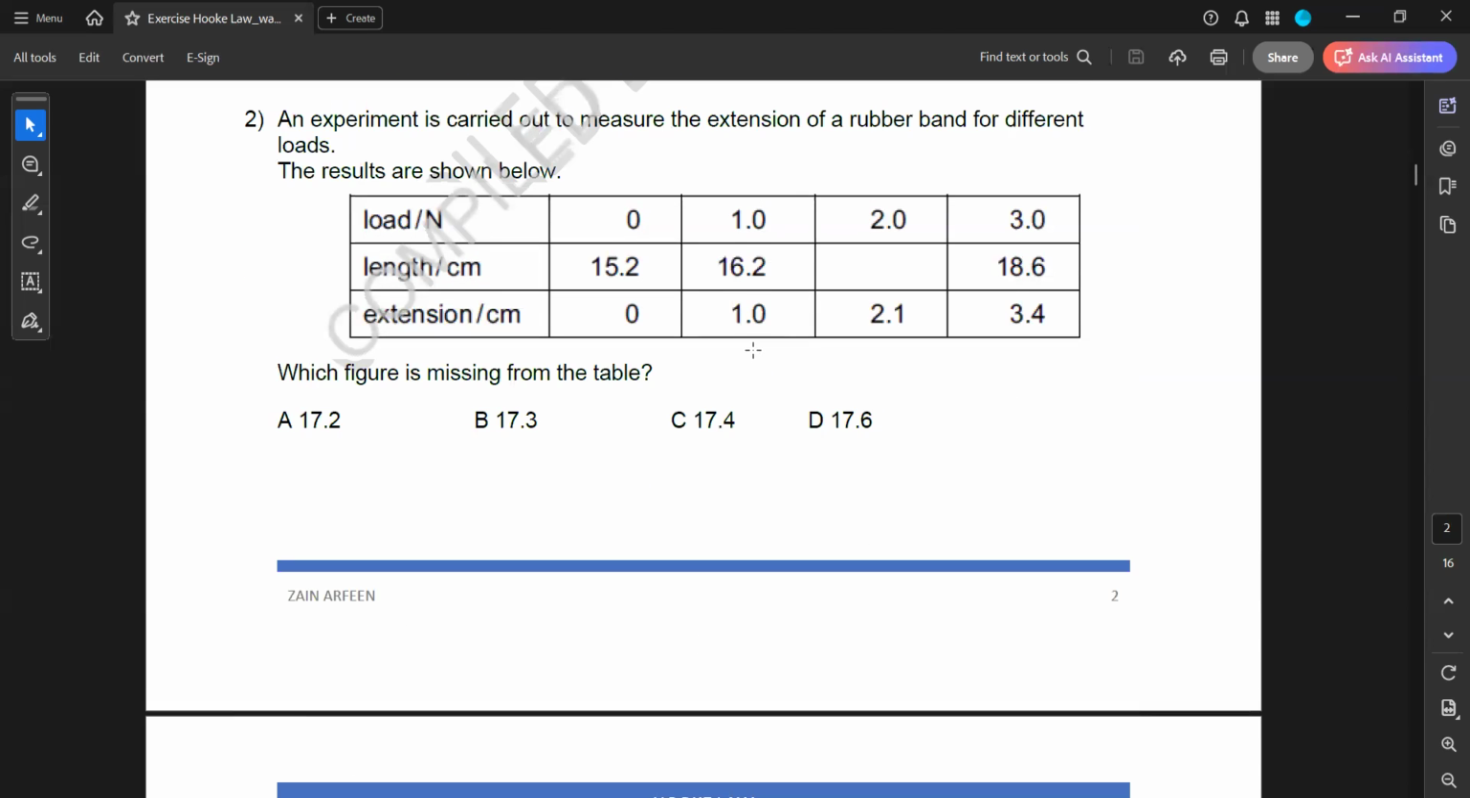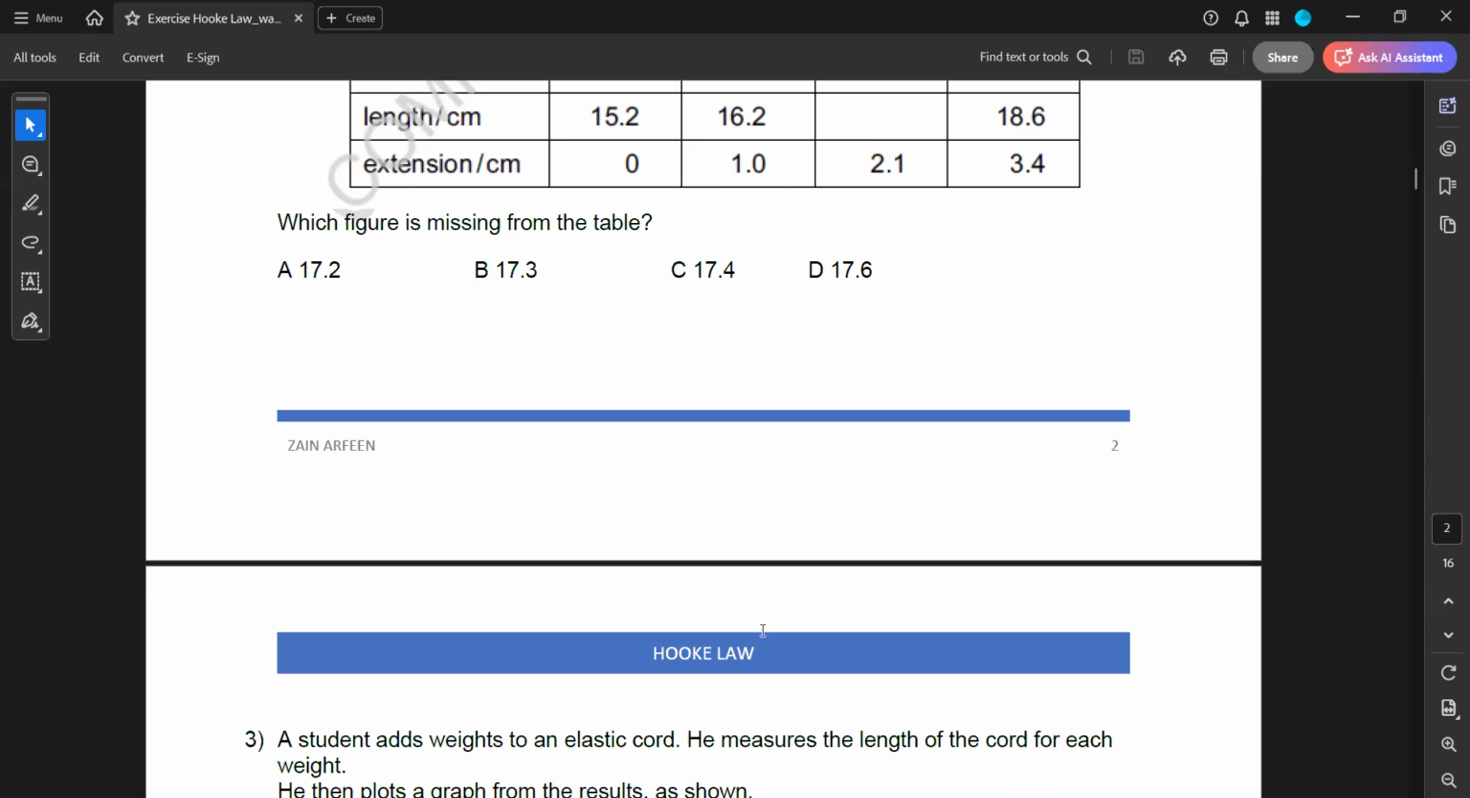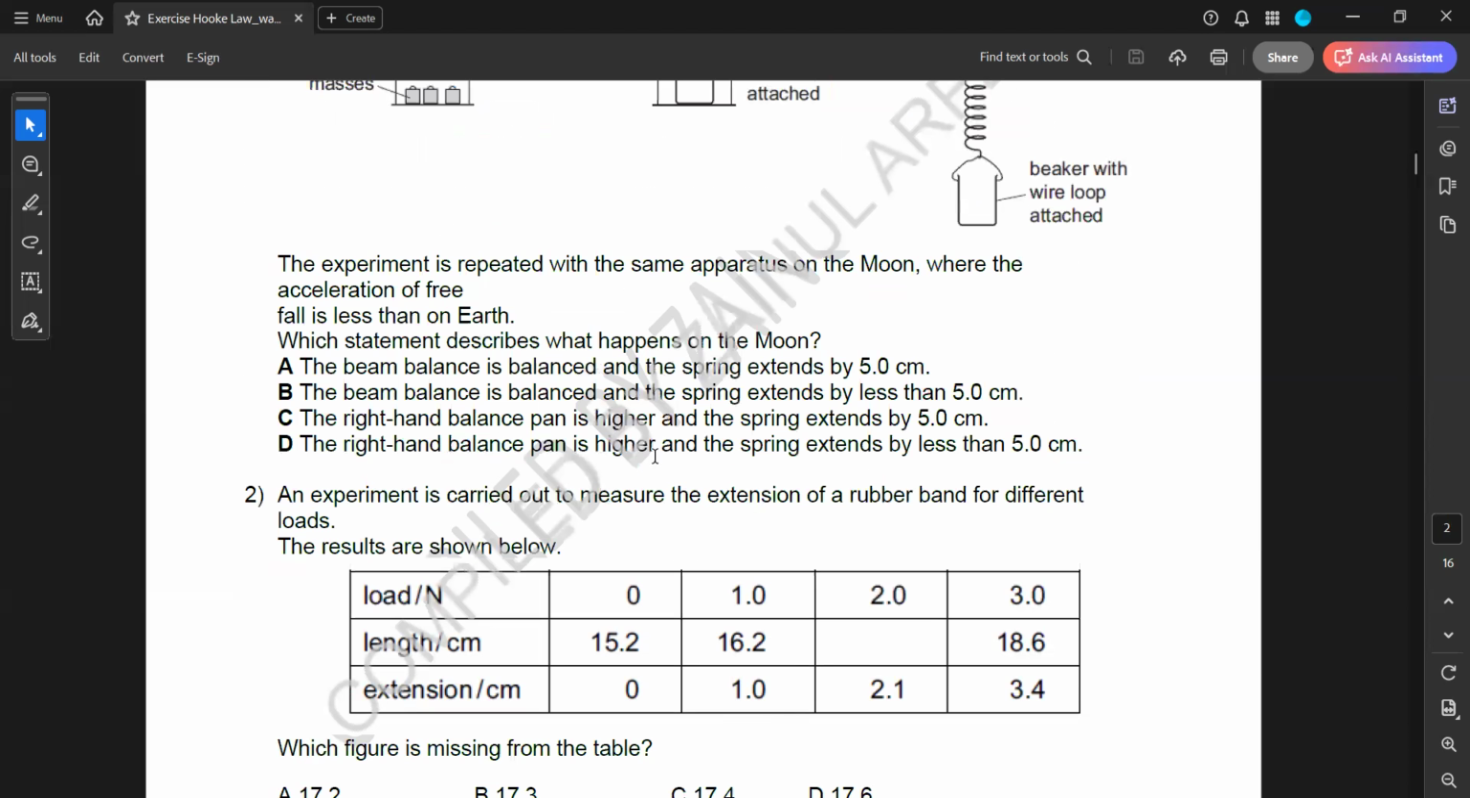Sir, I have a question. Which one? This question 2 or question 1? Could you please state the answer as well? Okay. So for question number 1, the answer is B.